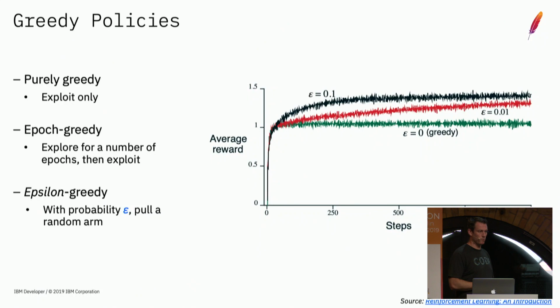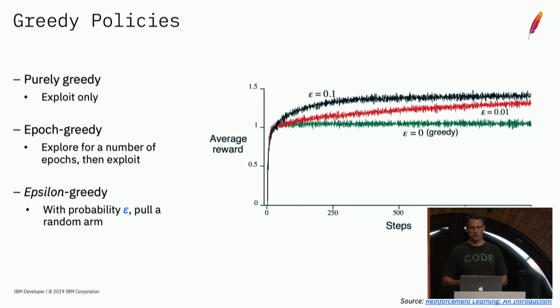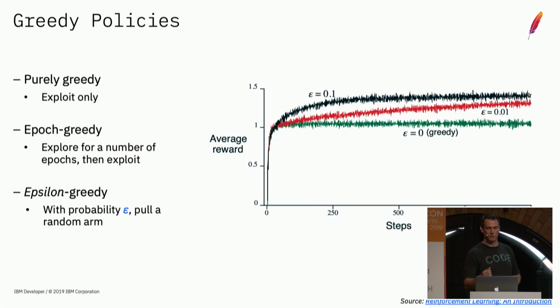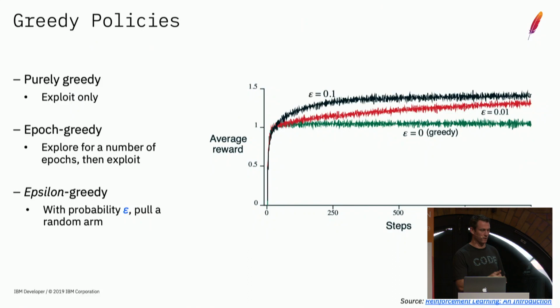We then have a slightly more sophisticated approach, which is epoch greedy. So the idea there is to explore first and then exploit, or to have phases, epochs, of exploration followed by exploitation. So I would spend a bit of time, 100 time steps, pulling each arm and figuring out my estimate of the reward distribution. And once I've done a certain number of time steps, I'm going to go for the one that has the highest expected reward, and I'm just going to keep pulling it until I'm done.